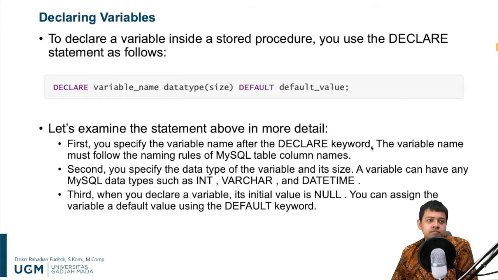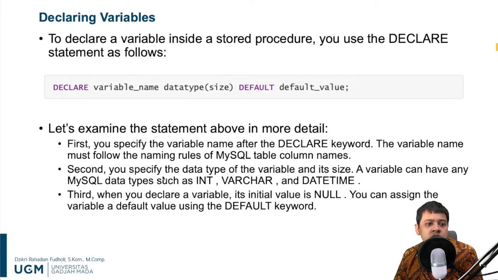Let's see an example. To declare a variable inside a stored procedure, you use the declare statement followed by the variable name, data type, size, default value, and then a semicolon. So let's examine this statement above. First, you need to specify the variable name after the declare keyword. This variable name also follows the naming rules of MySQL table column names. All of the naming rules in MySQL, we must follow.